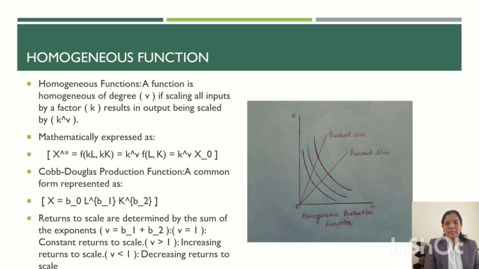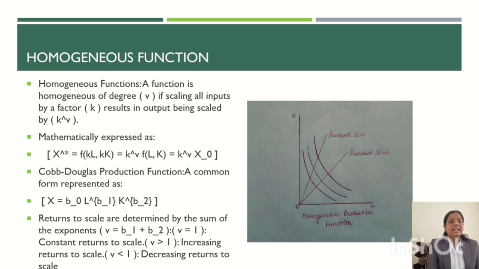That is the same kind of function as we know. A function is homogeneous of degree n if scaling all inputs by factor k, as shown in the diagram, results in the output being scaled by k to the power n. So this is the mathematical representation of a homogeneous function.